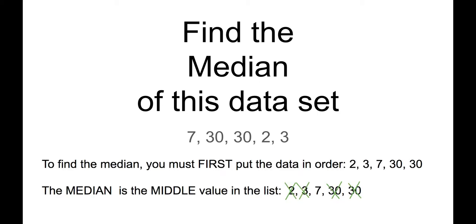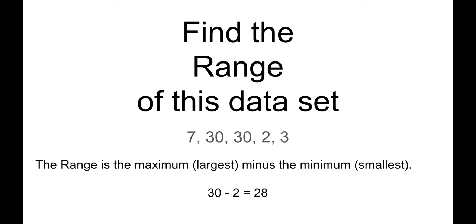The median is the middle number, but you have to be careful to put the numbers in order before you try to identify the median. So after we put these in order, we can see that our middle value on our list is 7. The range is the spread of the data. How big is the spread between the largest and the smallest numbers in the data set? So in this case, our spread is from 30 all the way down to 2, so our range is 28.